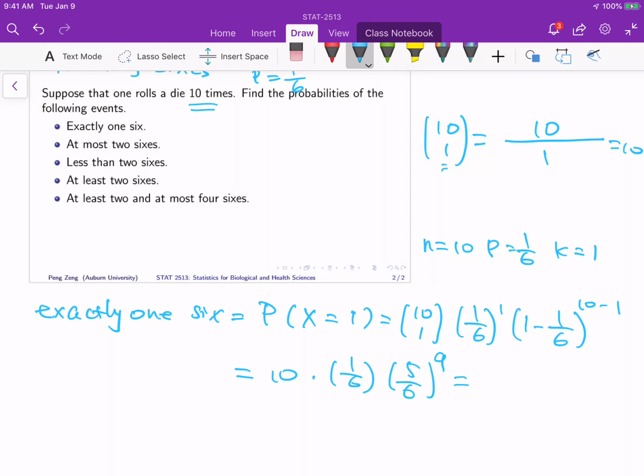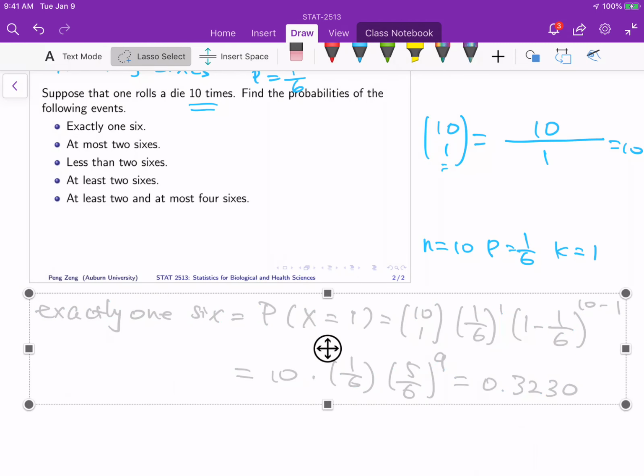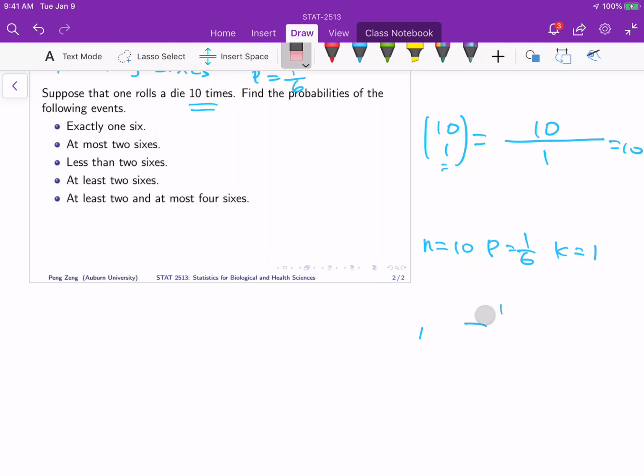Then you can use your calculator to get the value. This is 0.3230. This is the probability that we will get exactly one 6 if we roll the die 10 times. Okay, now let's try the second one. I will erase this first.